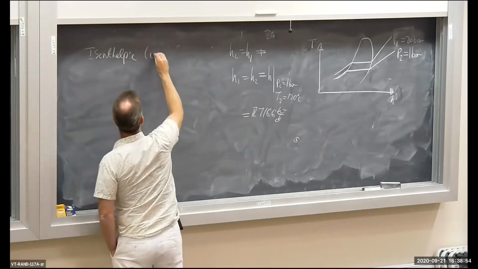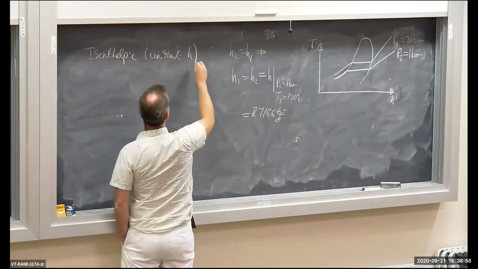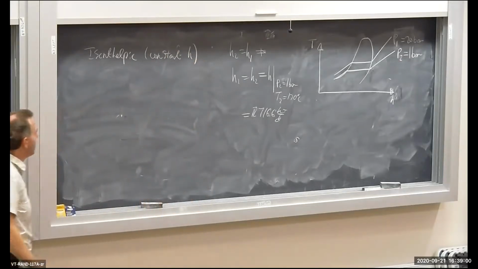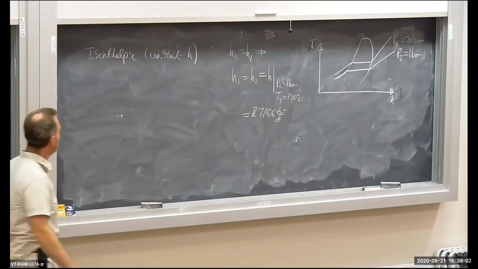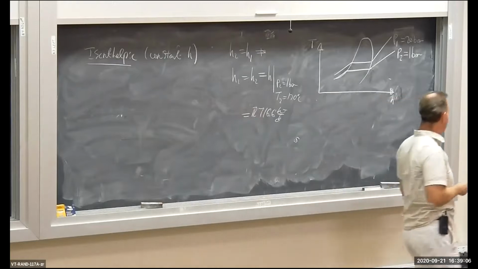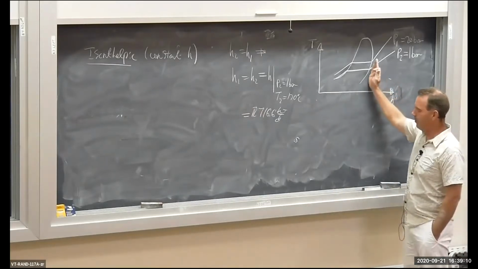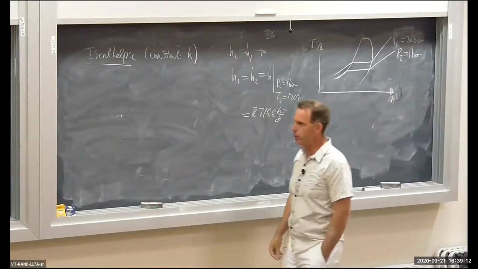Isenthalpic. Constant H, constant enthalpy, isenthalpic process, a brand new word. Okay, so we have an isenthalpic process going on through the throttle valve, and that means a movement vertically on the TH diagram.